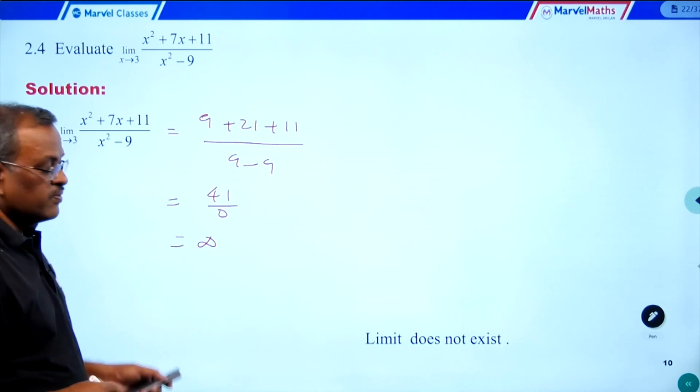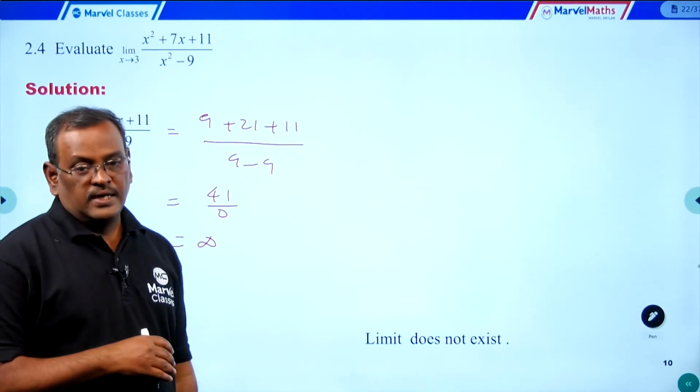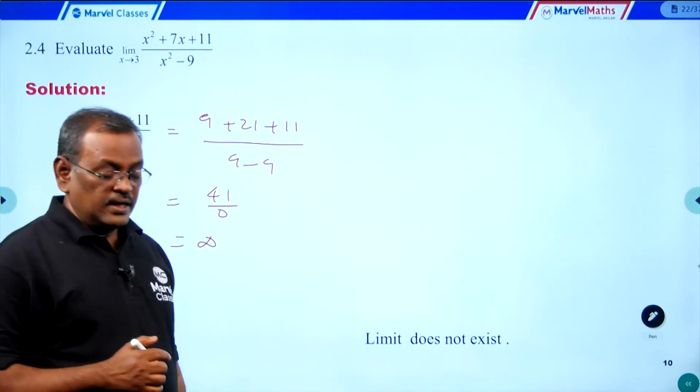So this is an example for an infinite value, and the last three are examples for finite values. So these four sums are problems related to direct substitution.